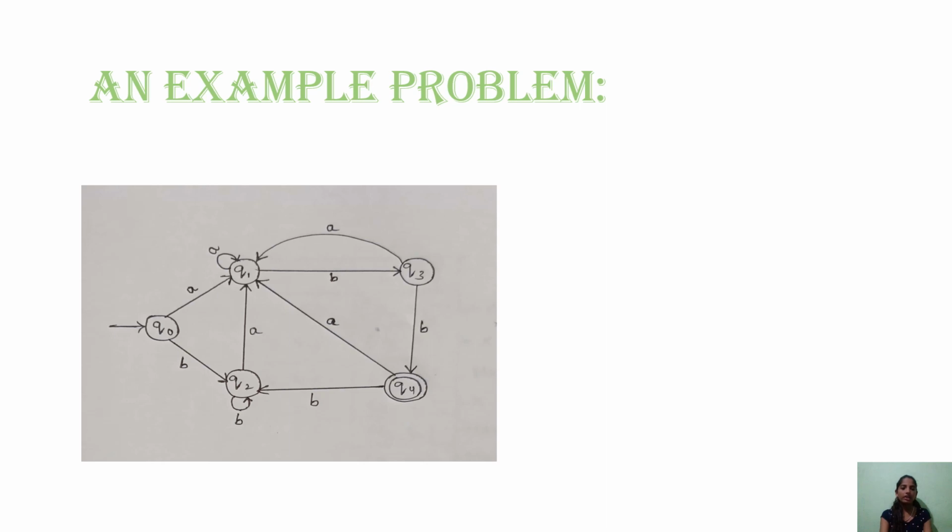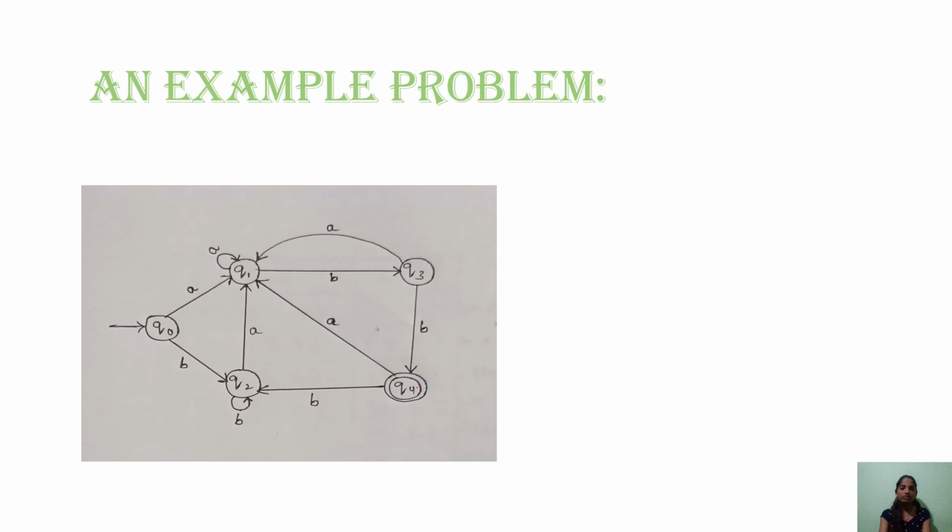Q0 on giving A moves to Q1, on B it moves to Q2. Q1 on A is a self loop, it remains in Q1 itself. On B it moves to Q3. Q2 on A moves to Q1, on B it's a self loop, it remains in Q2 itself. Q3 on giving A moves to Q1, on B it moves to Q4. Q4 on giving A moves to Q1 and on B it moves to Q2.